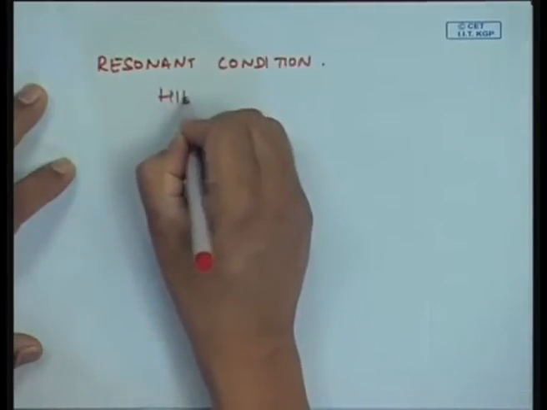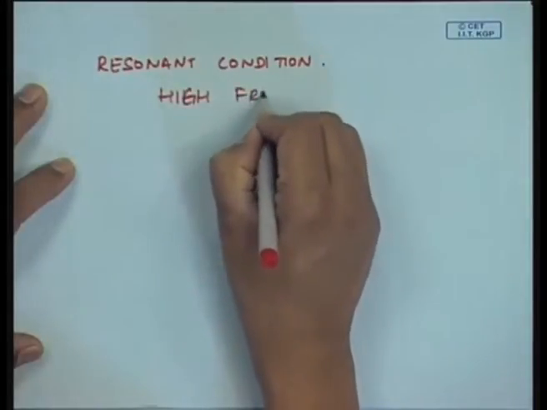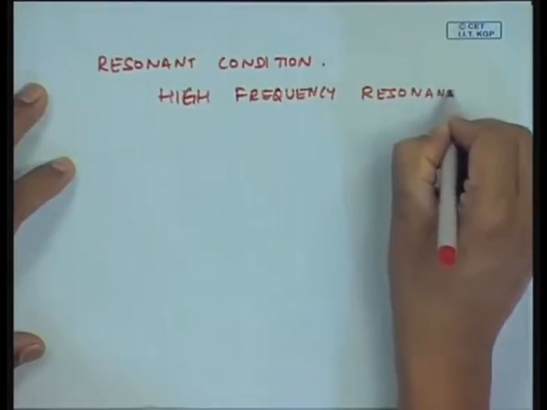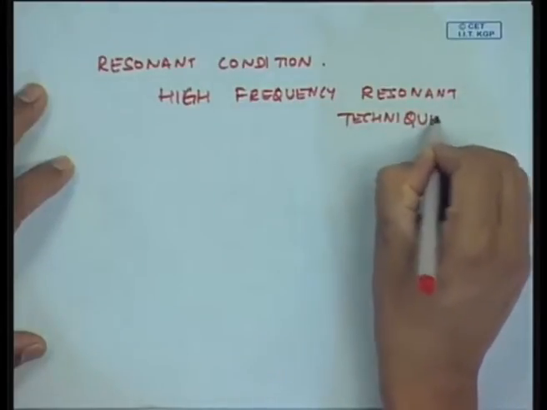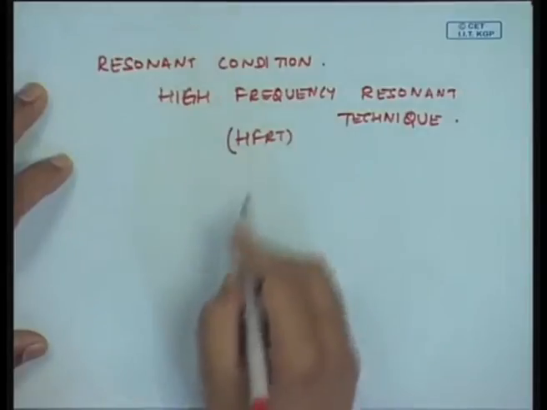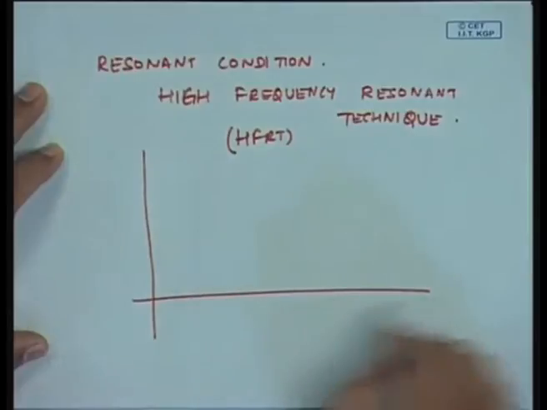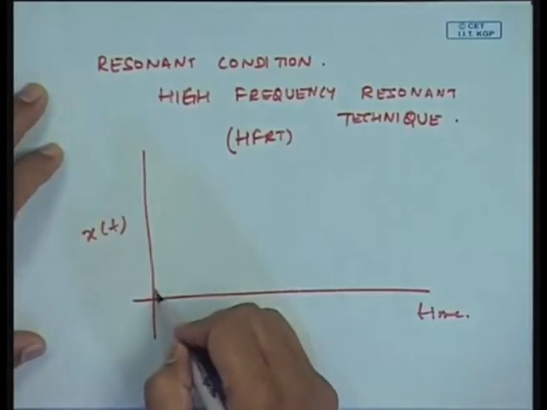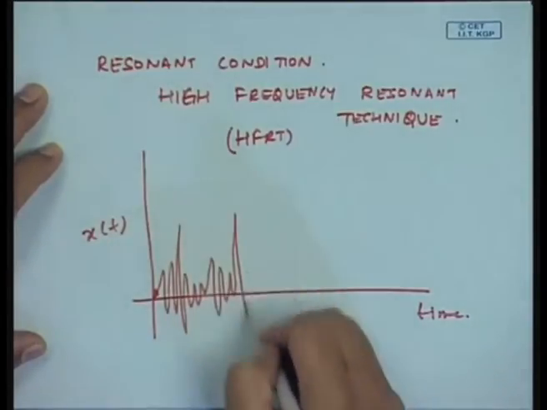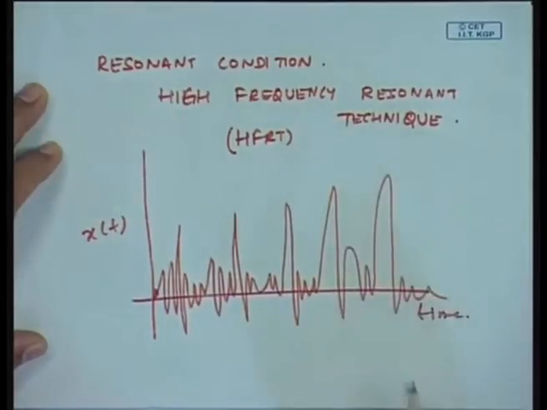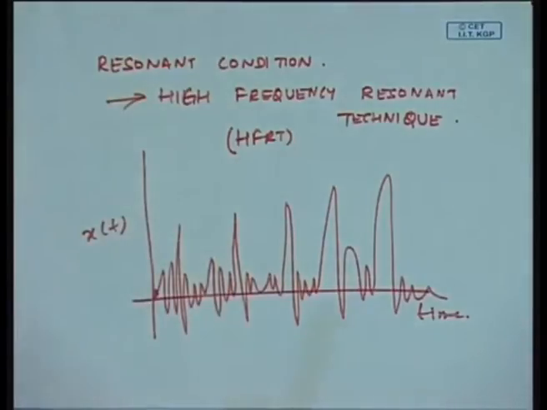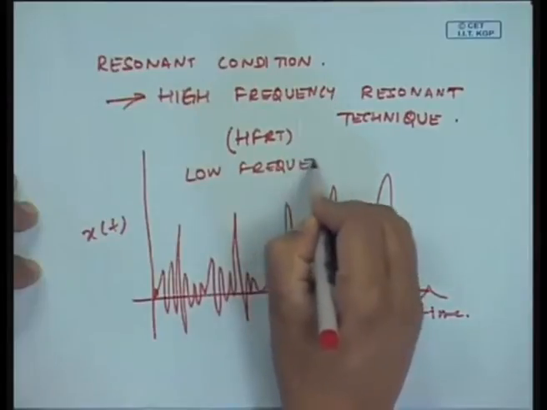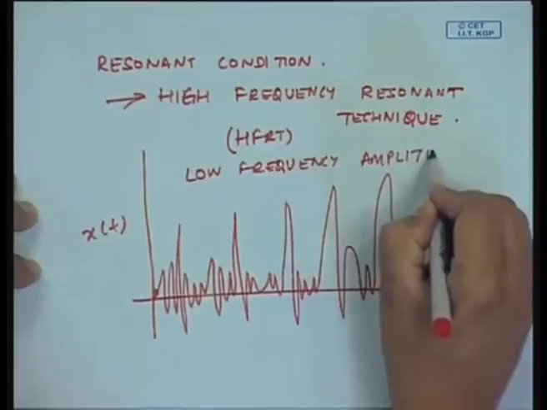It is known as the high frequency resonance technique, HFRT. So, in this case what happens, if I go to the bearing signal, on top of the amplitude modulated signal, if I was just to draw them visually, on top of it I will also have large motion. So, I have a high frequency resonance phenomenon occurring. On top of it I have the low frequency amplitude modulation.